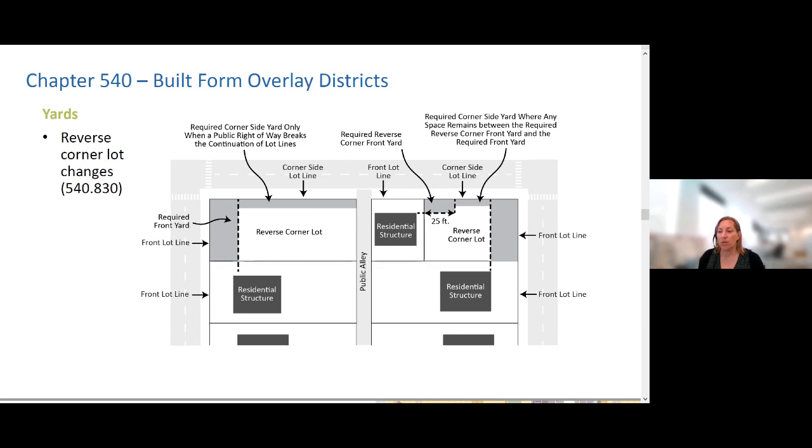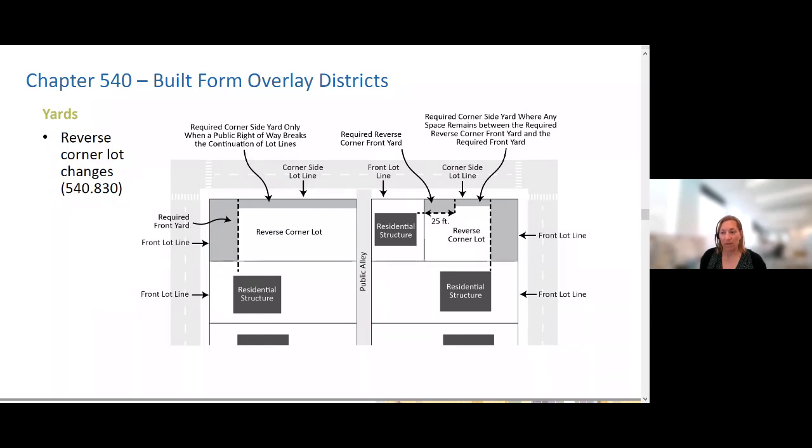Some changes were made to the reverse corner yard requirements to make them a little more flexible adjacent to the corner side lot line. A reverse corner lot has 2 street frontages and can have 2 front yard requirements that apply. This image that you see on the slide here has been added into the code to help illustrate the intent of the new text.